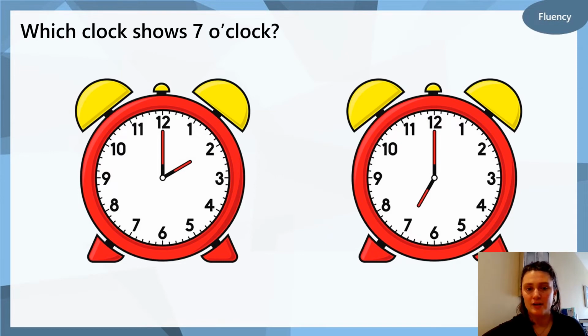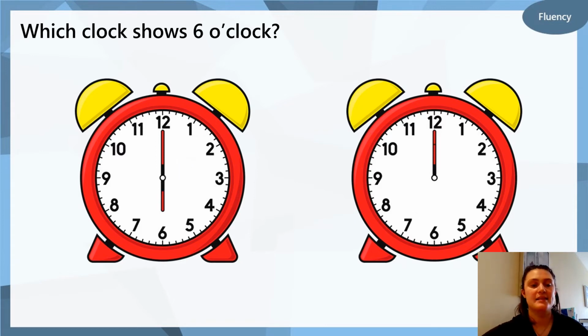So we have two clocks here. Which clock shows 7 o'clock? So remember, the big hand will be at 12, and for 7 o'clock, the small hand will be at 7. Very good. Which one is 7 o'clock? Very good. The other clock shows what time? Big hand at 12 means it's o'clock. Small hand at 2 means it's 2 o'clock. Very good.